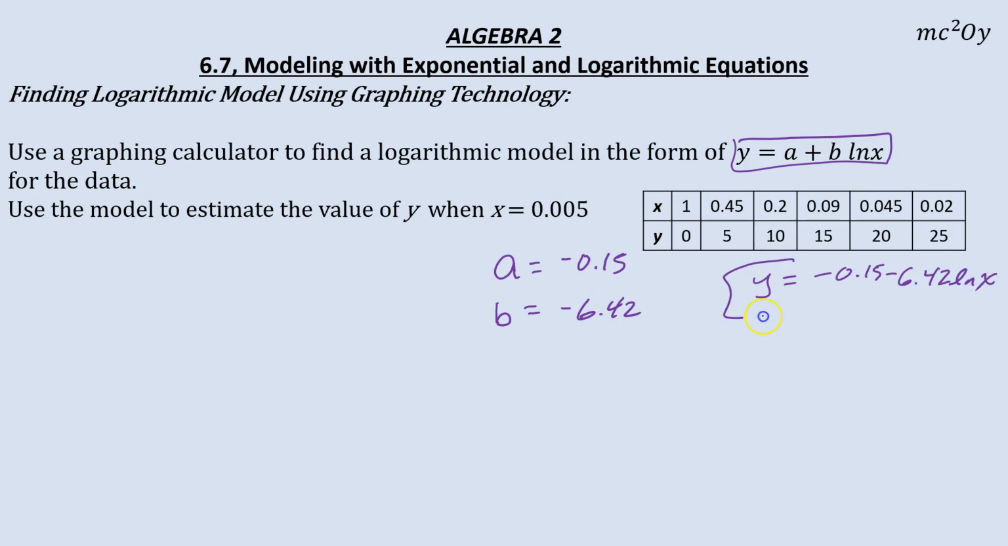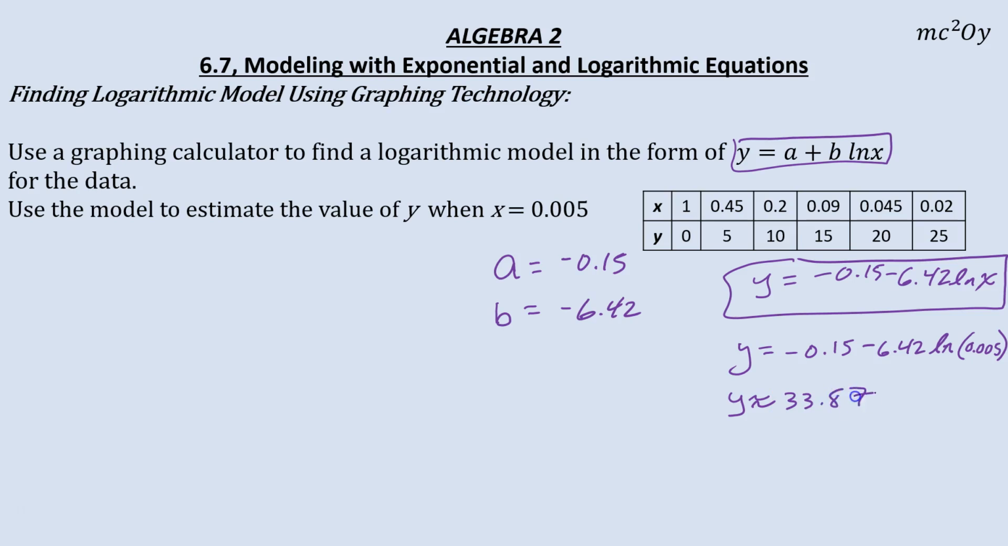All right, so there's our equation. And what is the value of y when x is 0.005? It's just straight substitution. So y is equal to negative 0.15 minus 6.42 natural log of 0.005. Let's make it a little clearer. All right. And so calculating that out, actually doing the math on it, y is approximately 33.87.